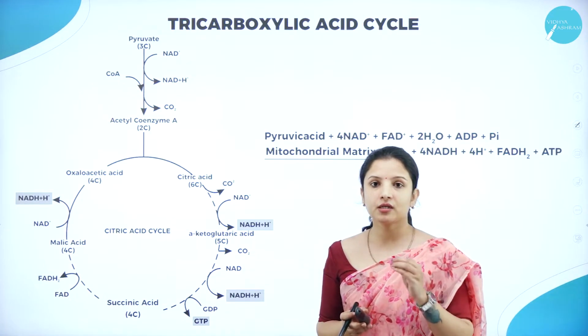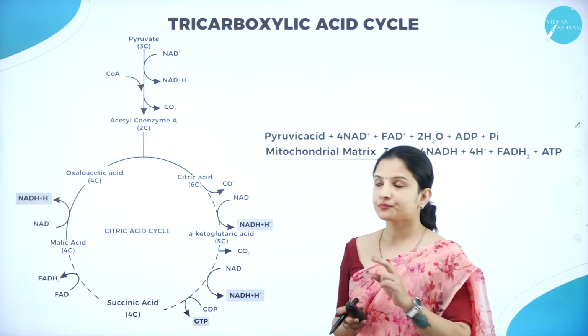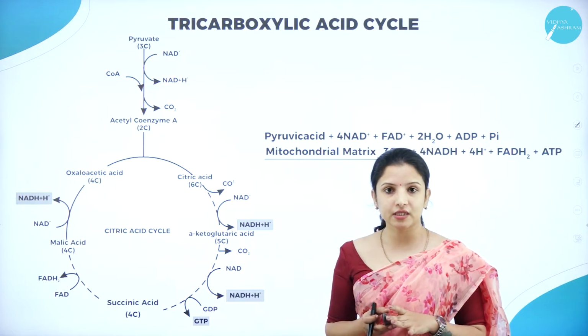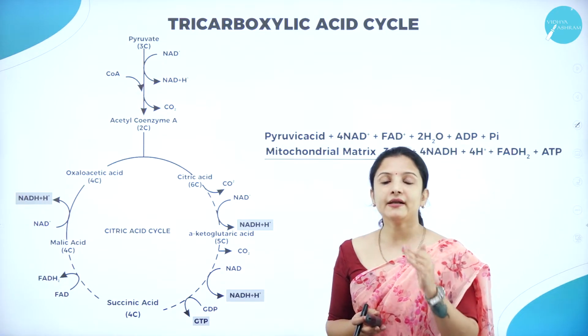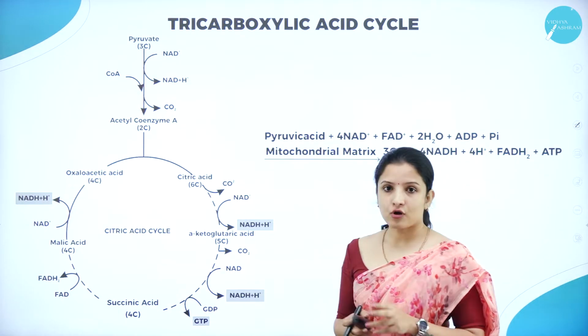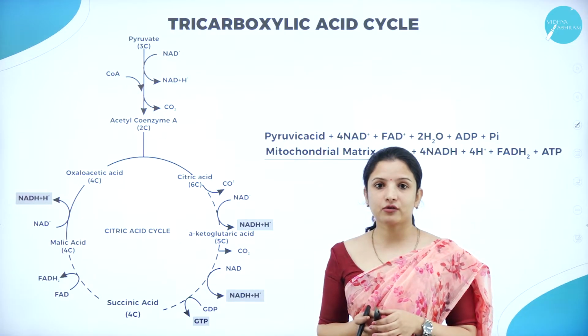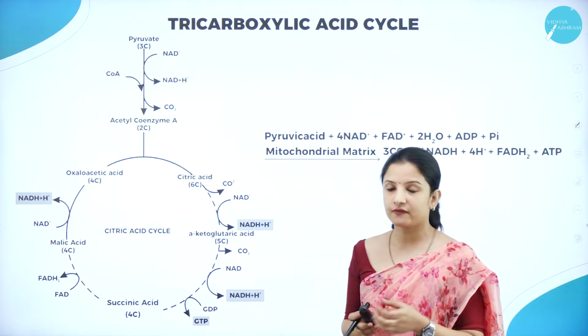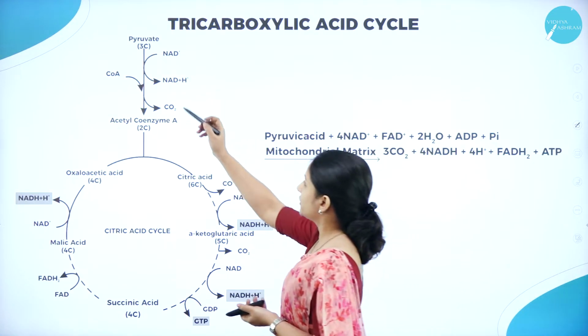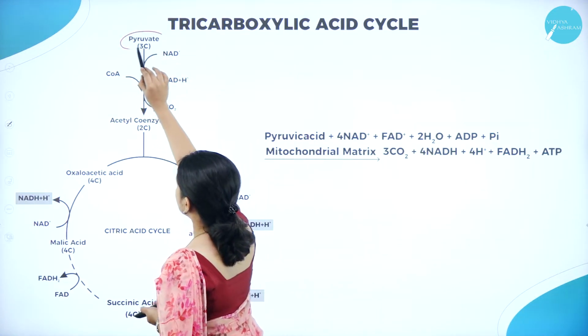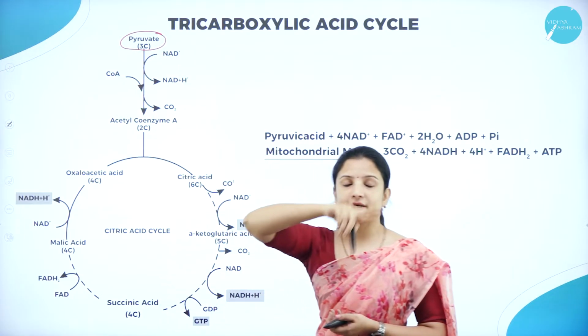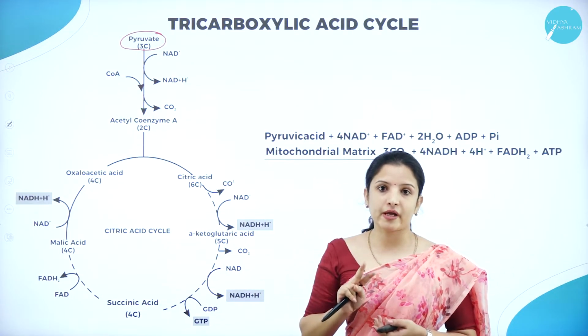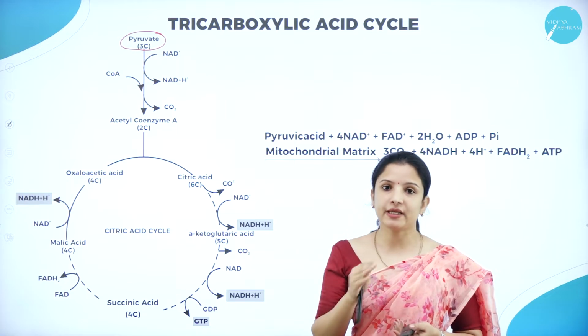Now that 3-carbon pyruvic acid, that is 2 molecules of 3-carbon pyruvic acid, enters into the mitochondria. Once it enters into the mitochondria, it passes into the aerobic respiration phase. So what happens? So this cycle takes place twice. Why? Because 2 molecules of pyruvic acid are there. It will take place twice.